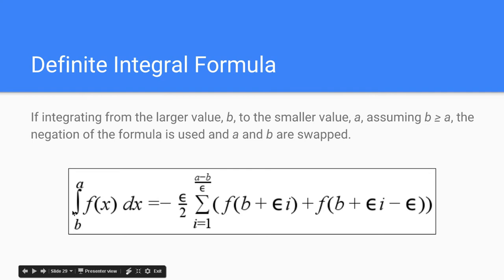So essentially, if you're integrating instead of from a to b, you're going from b to a, so you've got the larger value on the bottom. What you do is you take the same formula, but you swap all the a's and the b's. So a's become b's, b's become a's, and you negate the whole thing. So you essentially get the same answer. If you just flip a and b around here and do the normal formula, you will get a positive answer. And if you just add a negative sign to that, you get what happens if you do the larger value on the bottom.